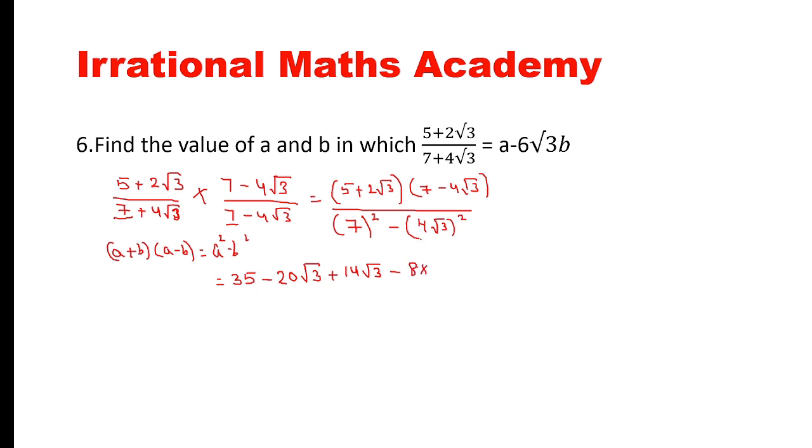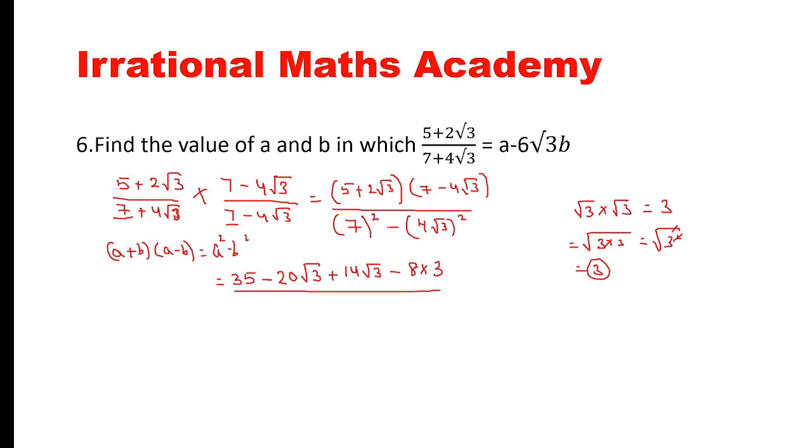8 into root 3 into root 3, root 3 whole square. Square and root get cancelled, you'll get 3 here. Remember, root 3 into root 3 value is 3. Or if you want to solve it, 3 into 3, root 3 whole square, root gets cancelled, same thing you'll get.